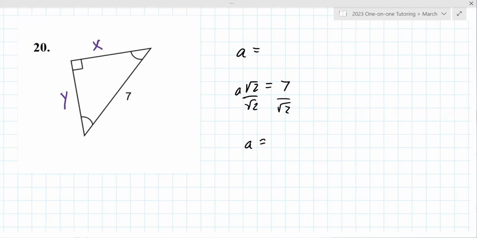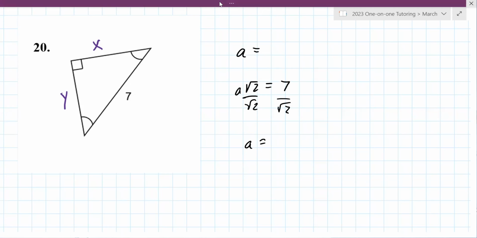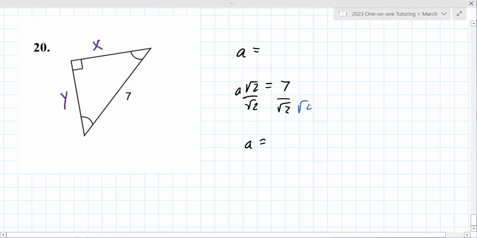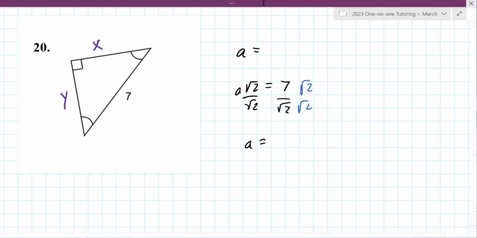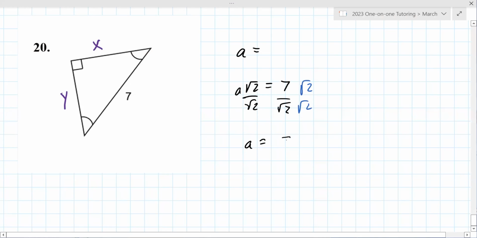So how would we... I don't totally know how to do this part. Okay, so the top becomes 7 square root of 2. What does the bottom become? 2. Not 0, 2. It's because square root of 2 times square root of 2 becomes 2.